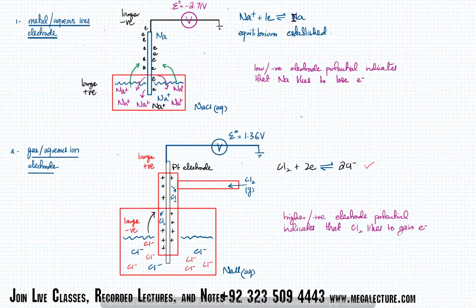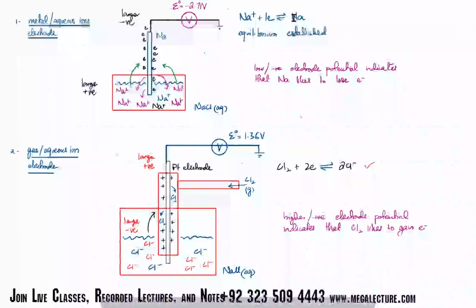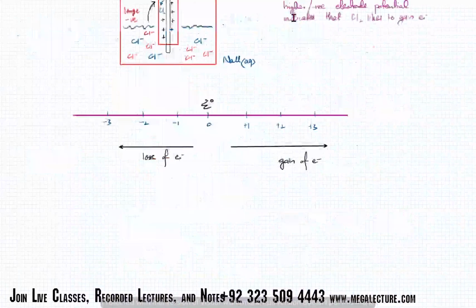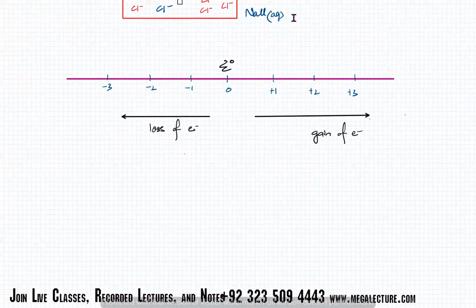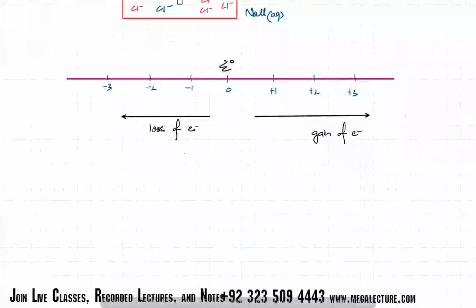Okay. So we're going to continue tomorrow. You clear enough? So that's the whole topic basically. The simple thing is just remember this. Higher potential gains electrons, lower potential loses them. Okay.